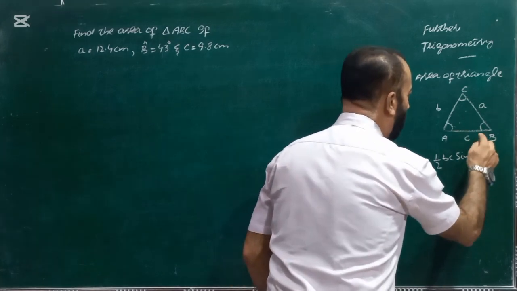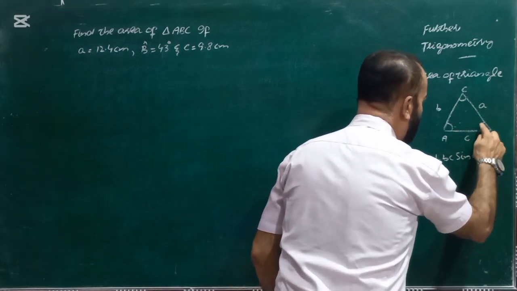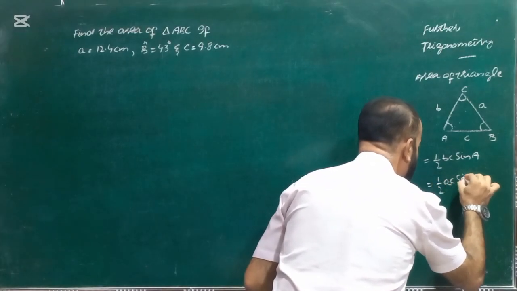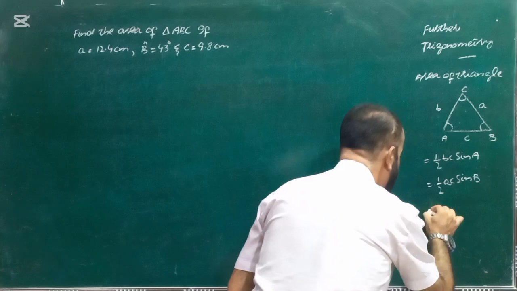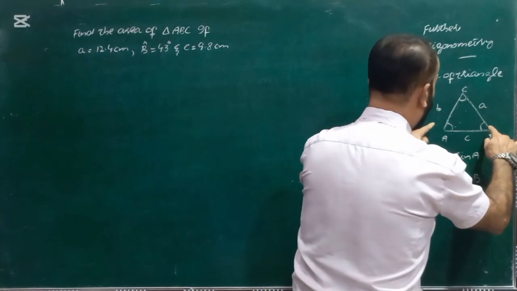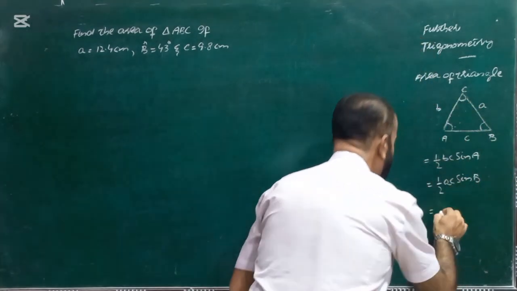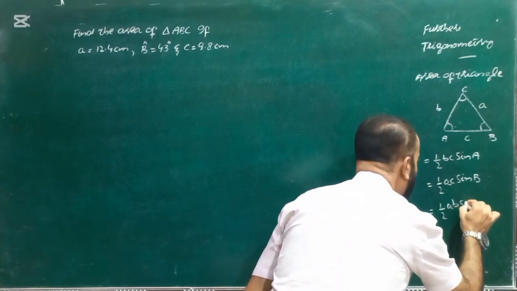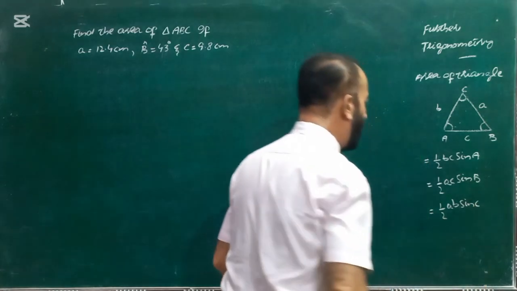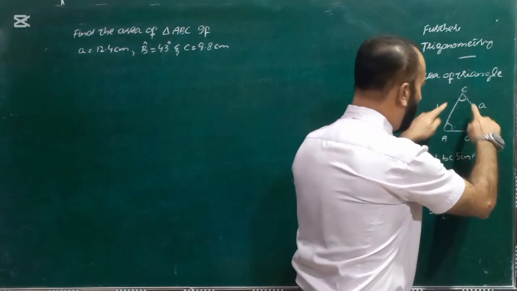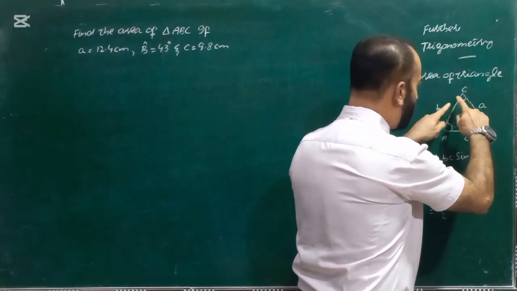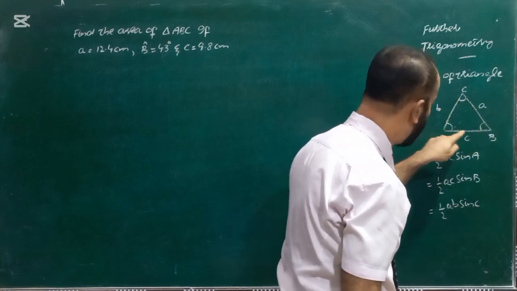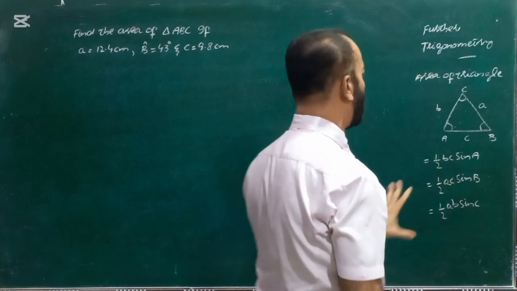We may take the other side also. So 1 by 2 into AC into sine B. And we may take these sides also, 1 by 2 into AB into sine C. So the thing to remember is the adjacent sides and the sine of the internal angle. So 1 by 2 into BC into sine of A. So this is the original idea.